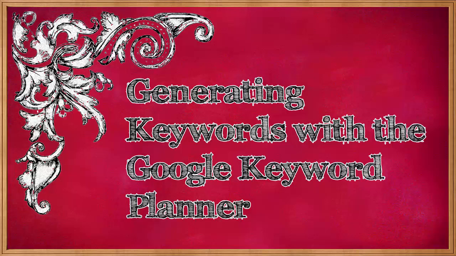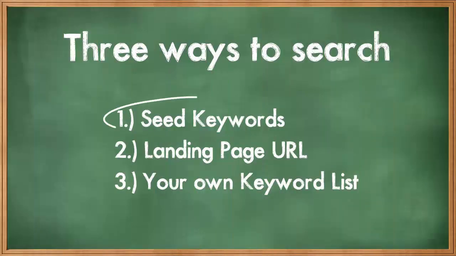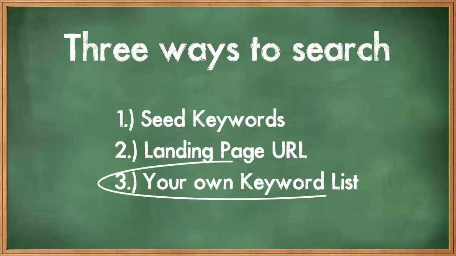Let's begin by discussing how we start the process of generating keyword data in the Google Keyword Planner. There are actually three major ways to do it. You can use seed keywords, a landing page URL, or just enter your own keyword list. So method number one, seed keywords.